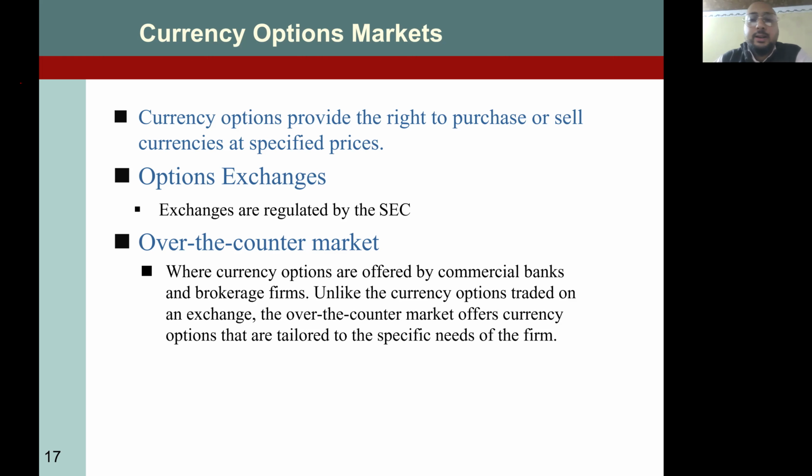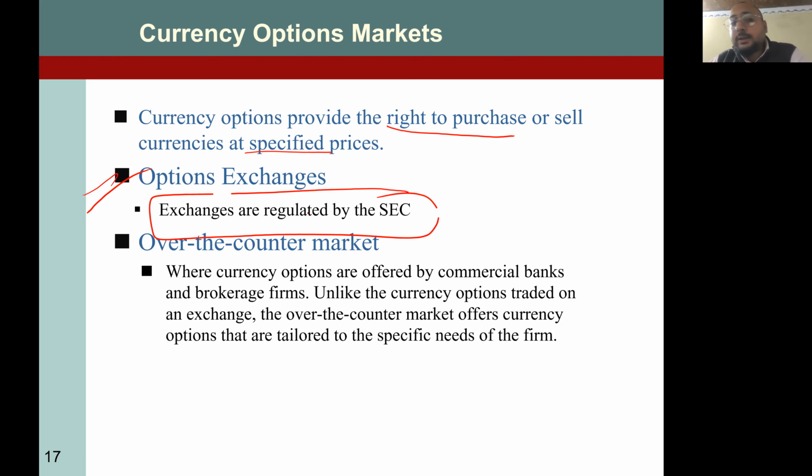So currency options provide the right to purchase or sell currencies at a specified period. Right to sell, right to purchase. Okay, these are two different options. If the options are provided on exchange, we call this options exchange. It means these are regulated by the Securities and Exchange Commission.